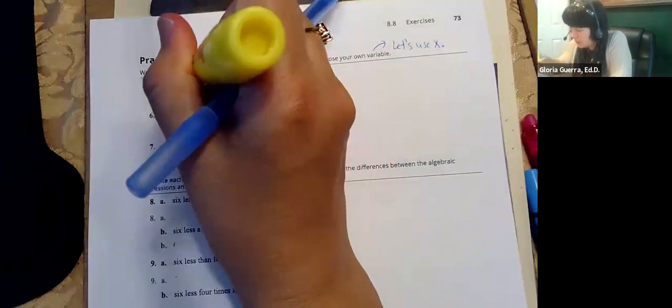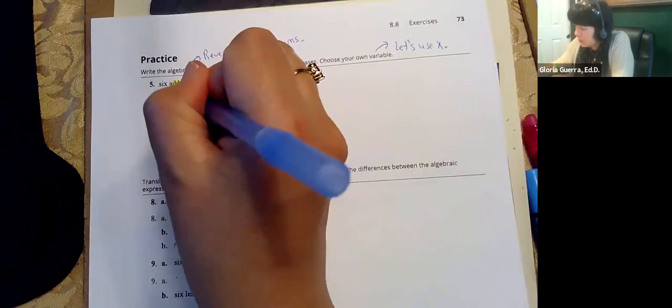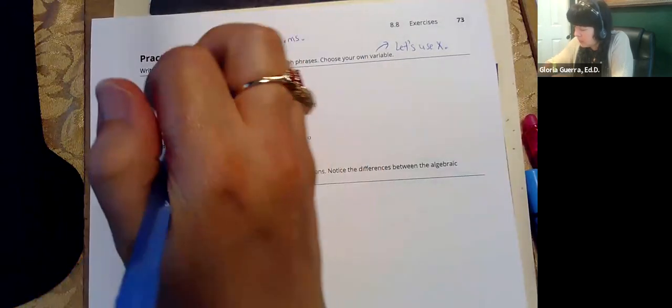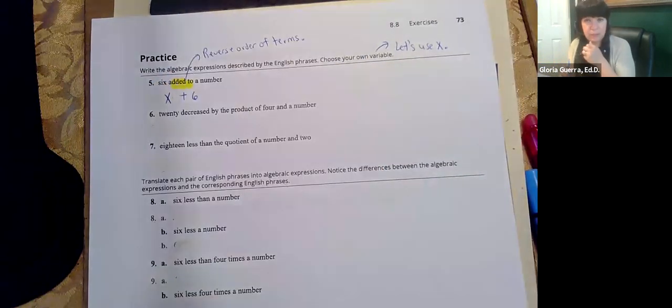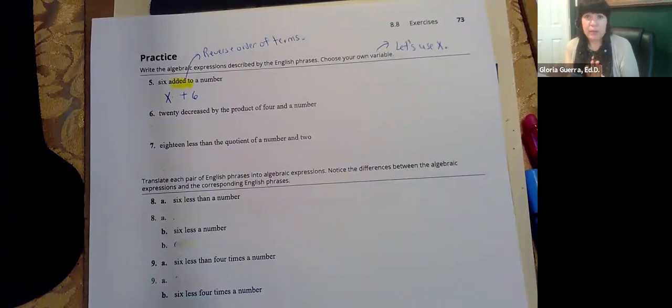So technically, you would want to reverse the order of the terms. It is going to be a plus sign, but we want to put the 6 in the back, and the number, I'm going to use X, in the front. So that would be totally formally correct. Added to means you want to write the terms in reverse order.